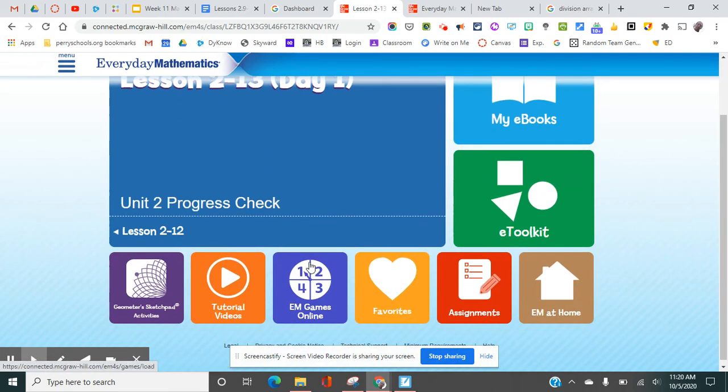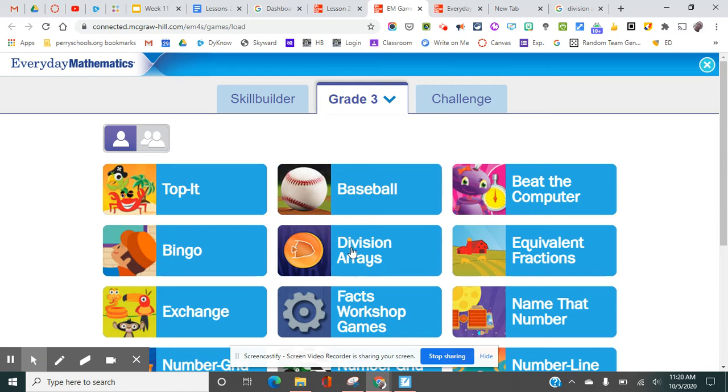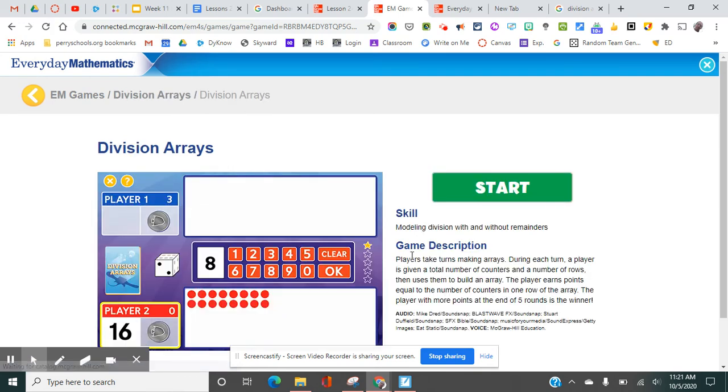And then we're going to come down to EM Games Online. This is called Division Arrays. Here it is. And we're going to play this game today. I'm going to choose it, then I'm going to tell you what the game description says.